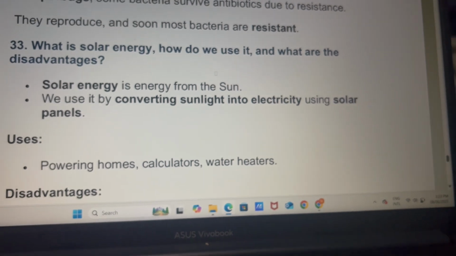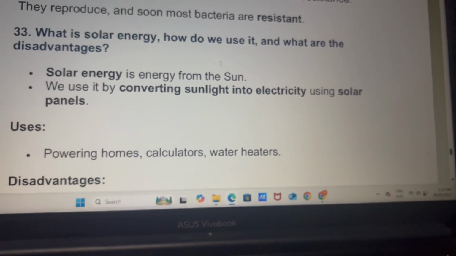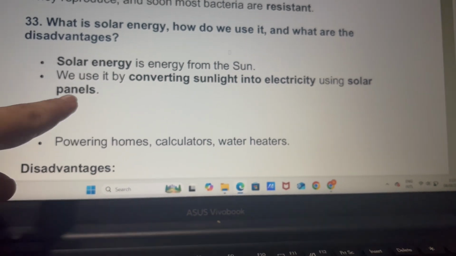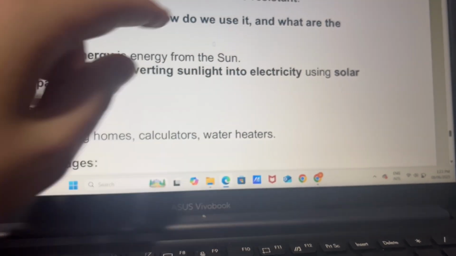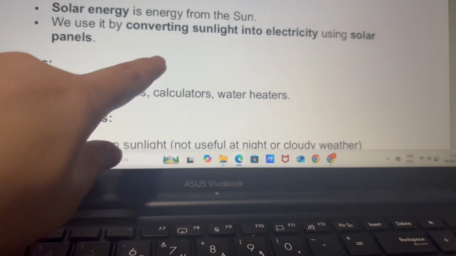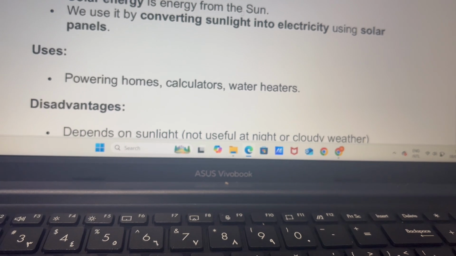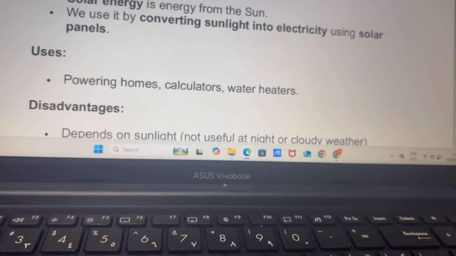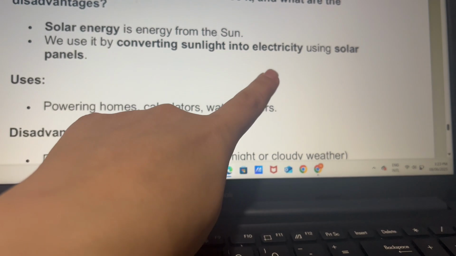Okay, about solar energy, is it important? It's very important. Solar energy is the energy you take from the sun, but you use solar panels to convert the solar energy into electricity, and you use it at homes. The calculator has a very tiny solar panel on it, and water heaters also, and you have it in the street almost everywhere around you. So it's sun energy, but you convert it into electricity.